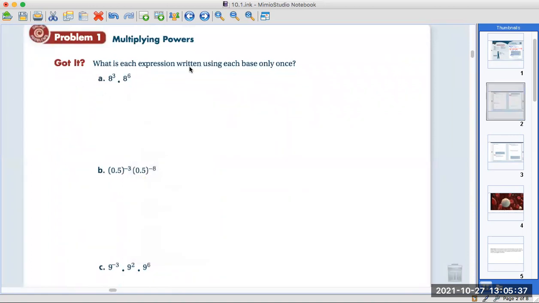What is the expression written using each base only once? Well, the bases are the same, so I have to check, right? You always want to check. So I add the exponents. You write the base once. 3 plus 6 is 9. So it's 8 to the 9th power. Pretty easy.